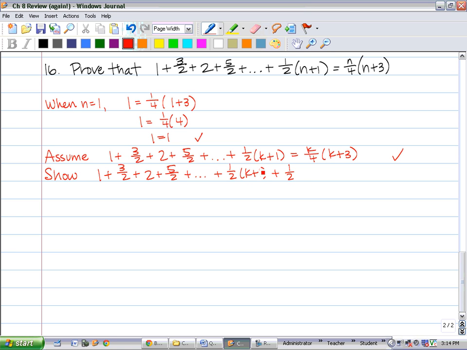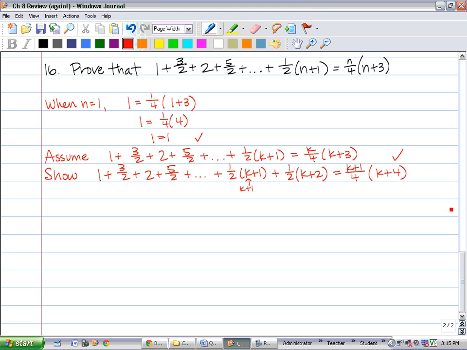Honestly, though, this one's a little tricky. If I just put k plus a half, it's not right. So your second option is replacing all of the k's with k plus 1s, and that's what I'm going to do. So k plus 1 makes a k plus 2 in there. I'll do the other side of the equation. All the k's become k plus 1s. So k plus 1 over 4, and k plus 1 plus 3 turns into k plus 4. That's what we're trying to show.